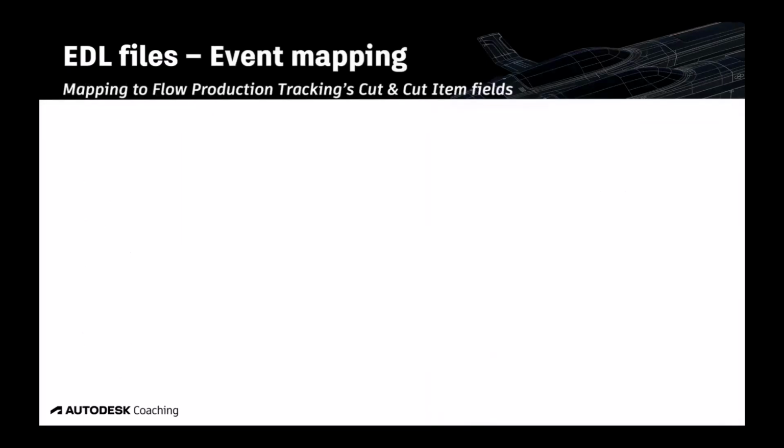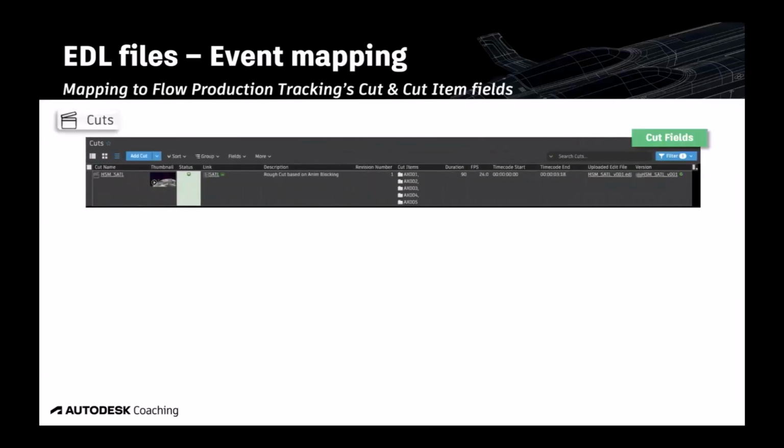If EDL files are imported into flow production tracking, they are mapped into two entities. The first one is cuts. These records will hold data like the EDL's title in the cut name field, the imported EDL file in the uploaded edit file field, the base layer imported as an MOV file in the version field, and the cut's link, in this case a sequence. Cuts may be linked to other entities like episodes, reels, scenes, etc.